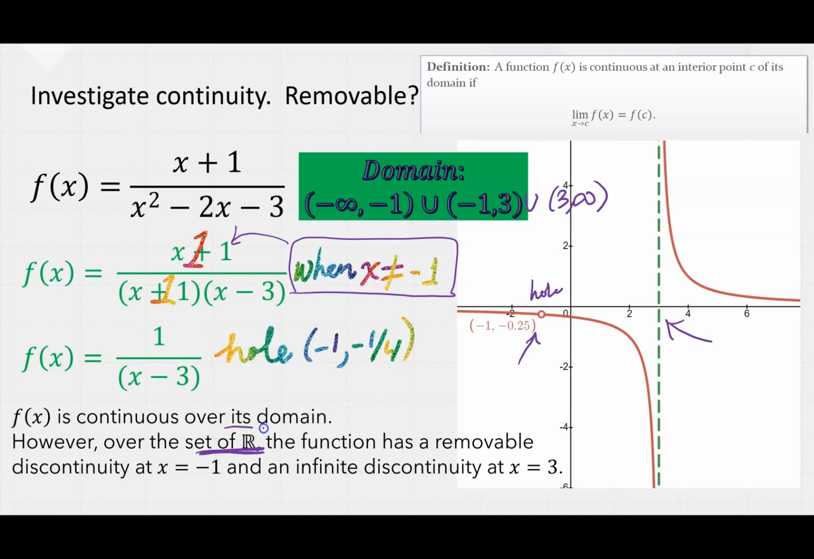So really we need to distinguish when we're talking about continuity. Are we talking about continuity over its domain, or over some arbitrary interval? Most of the time we are interested in continuity over its natural domain, because we only should be operating within the domain of the function.